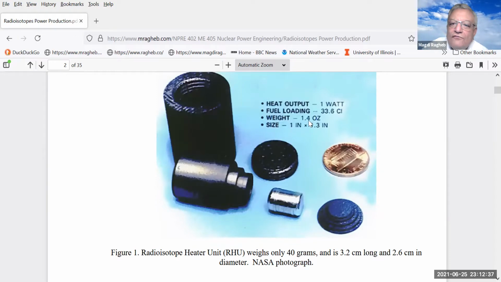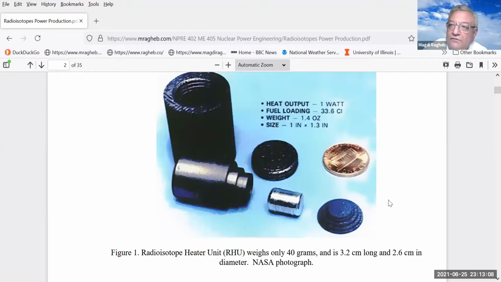This weight of 1.4 ounces can generate for us 1 watt of power. If you need 10 watts of power, you place in 10 of these little containers. 1.4 ounces is the same as 40 grams, so it's a very tiny amount that can produce heat in that case. So we call it a radioisotope heater unit.